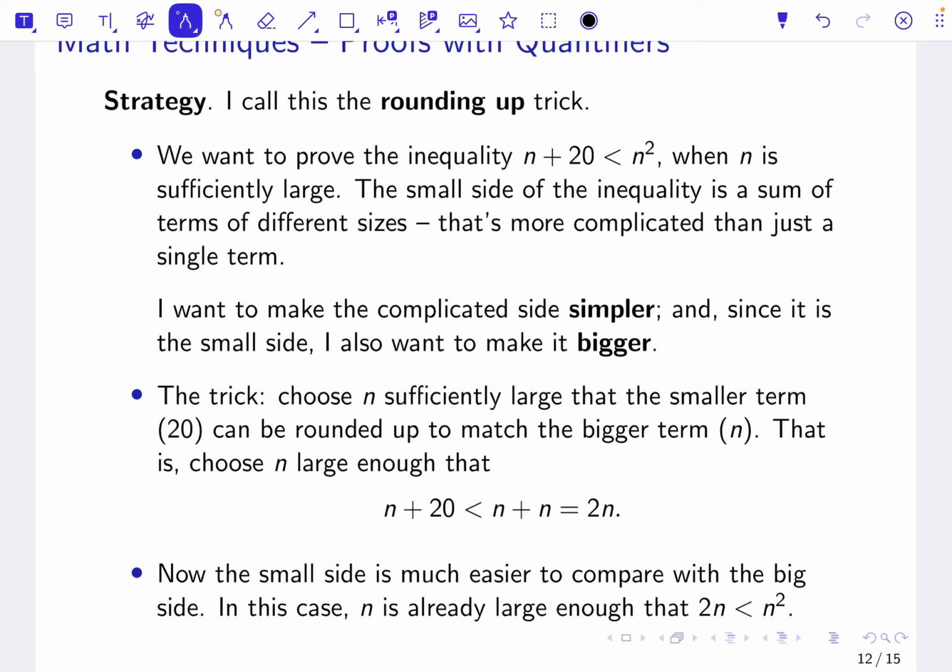And it's the sort of thing that is difficult to wrap your head around at first, but if you do lots and lots of examples, I promise it'll be ingrained into your intuition eventually. The simplified side of the inequality needs to be between the original two sides.